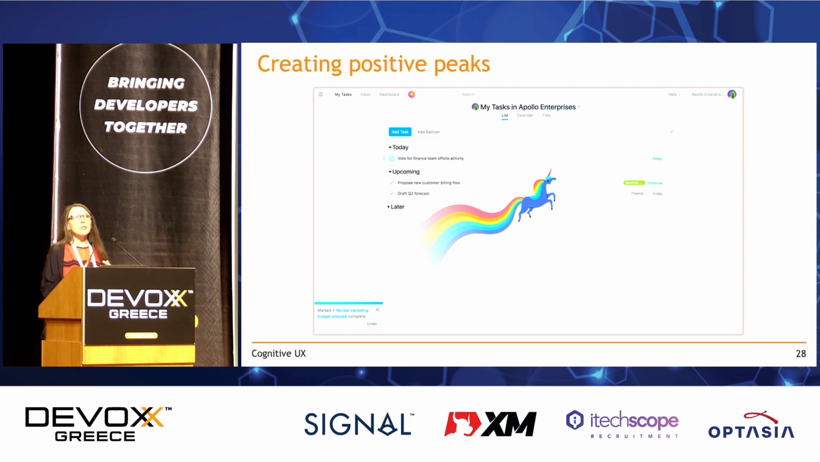In general, we shouldn't be afraid to make our users smile, because even chance encounters during the user experience can actually be really memorable and lighten up the mood of our users. Here we can see how Asana, which is a popular collaboration tool, rewards users who have completed the tasks of the day with a happy unicorn animation.